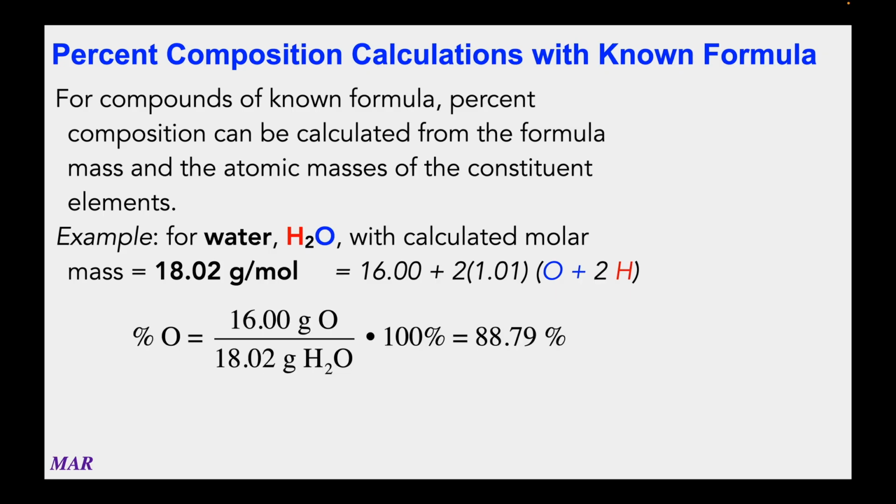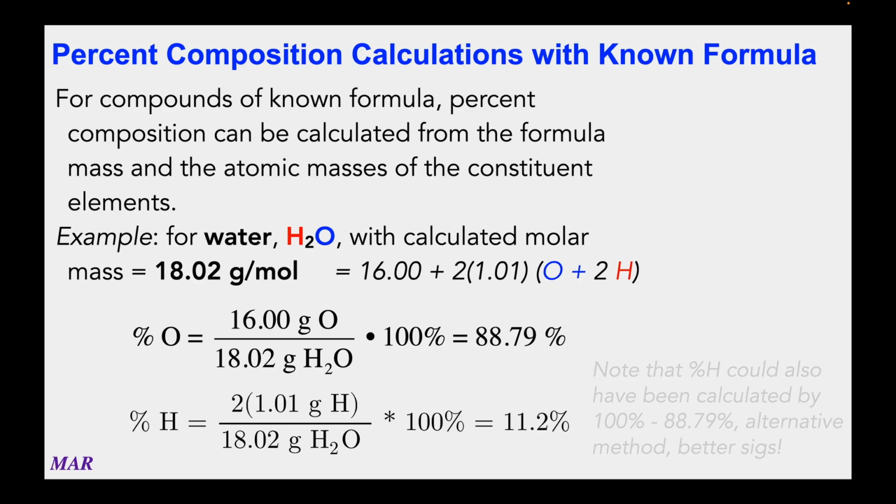Well, the percent oxygen in water would be the grams of oxygen divided by the total mass times 100%, like we just saw. But in this case, we're going to use the molar mass in the denominator. So 18.02 grams is the mass of 1 mole of water. And in 1 mole of water, as you saw in the formula, there's 1 oxygen, which is 16.00 grams. So 16.00 divided by 18.02, that represents the grams of oxygen divided by the total mass of water, times 100%, gives 88.79% oxygen.